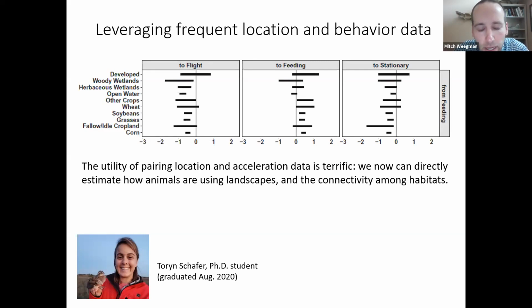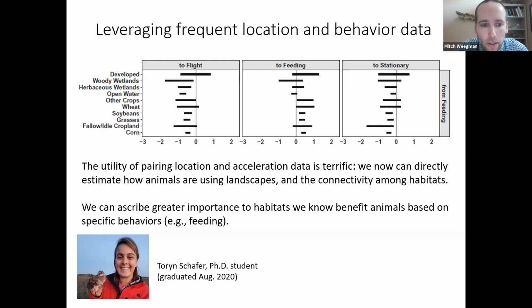So the utility of pairing the location data to work out habitat and acceleration data to work out the behaviors is terrific. We now can directly estimate how animals are using landscapes and the connectivity among habitats. In doing this, then, we can ascribe greater importance to habitats that we know benefit animals based on specific behaviors. So, for example, feeding.